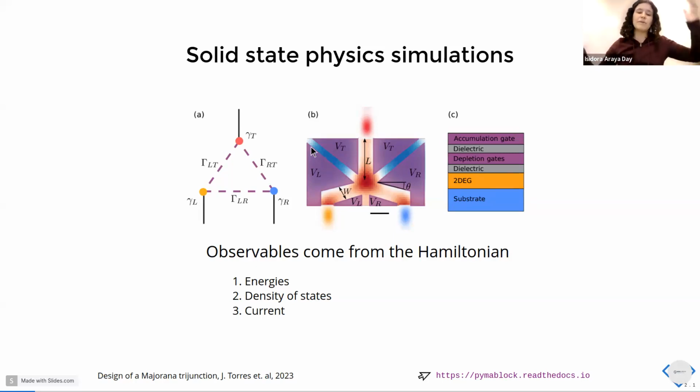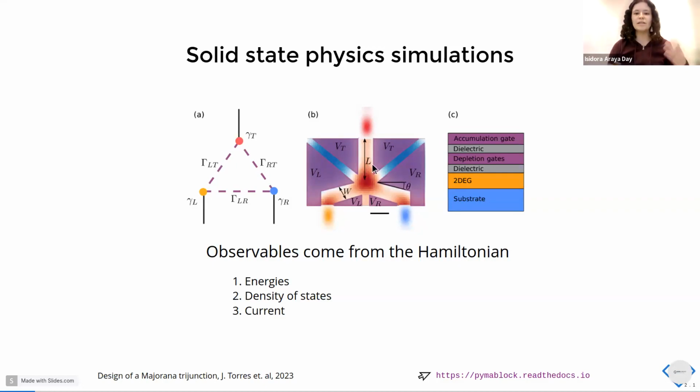However, these systems can be very large. And so finding eigenstates cannot always be a simple task. For example, here I'm showing a picture of a device on which Juan was working. Juan is another PhD student in the group, and he was simulating Majorana trijunctions. So the device you see here in the middle is a trijunction of Majoranas. These are the red, yellow, and blue circles.